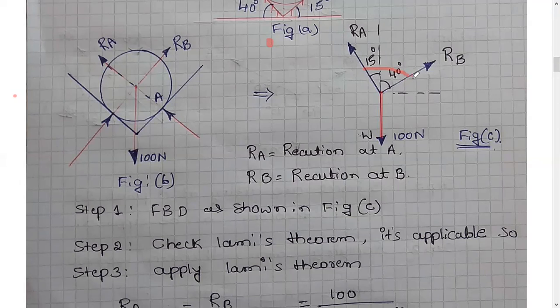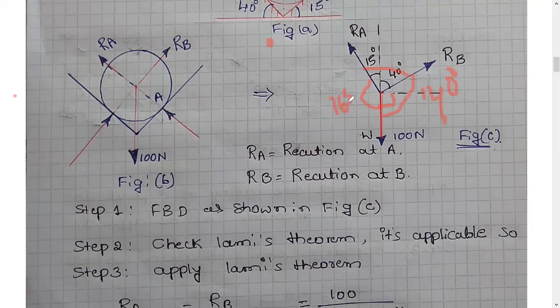And what is the angle here? The angle here is 90 degrees from here to here, plus the remaining 50 degrees. So totally 140 degrees here. And in the same way, what is the angle here? The total angle is 180 degrees. Out of 180 degrees, if you deduct the 15 degrees, in total we will get 165 degrees.